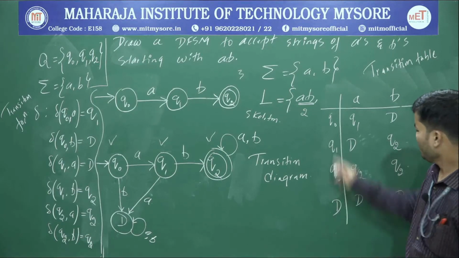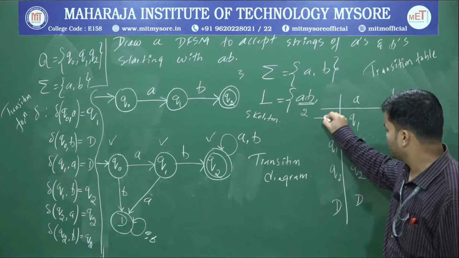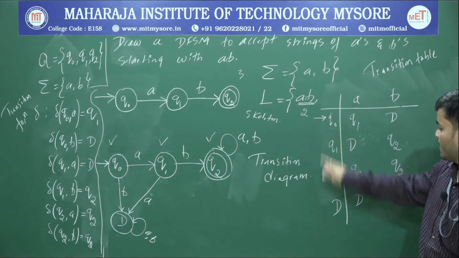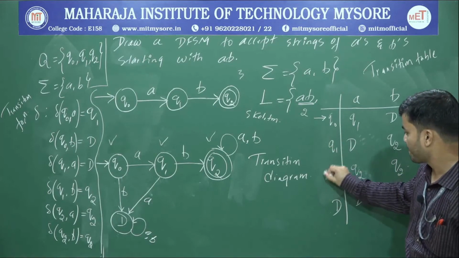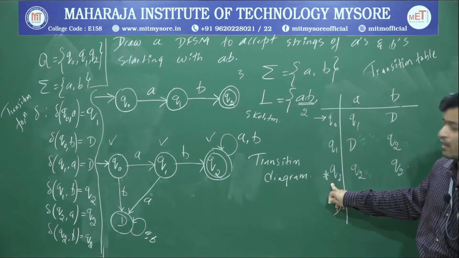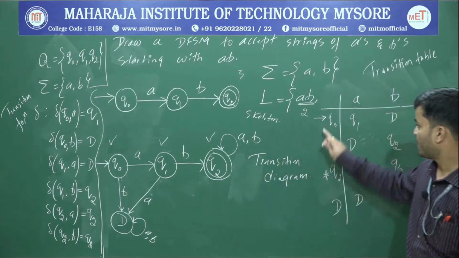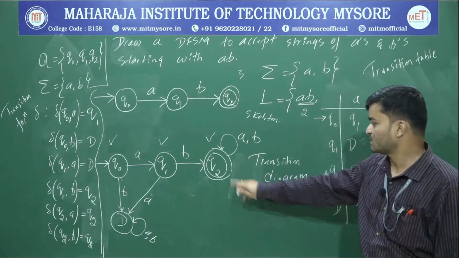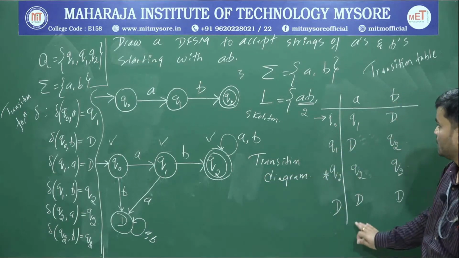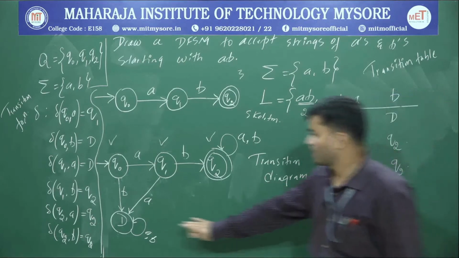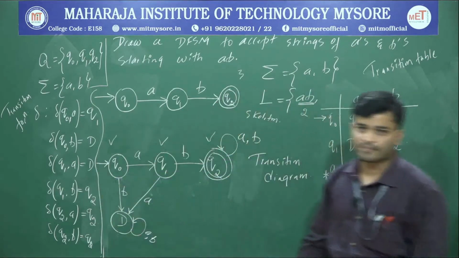In the transition table also, we denote the start state using an arrow and the accepting state using a star. If there is a star in the transition table, that indicates an accepting state. If there is an arrow for any state within the transition table, that denotes the start state. So this is your transition table, transition diagram, and transition function.